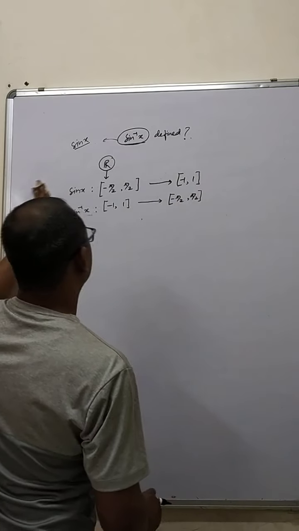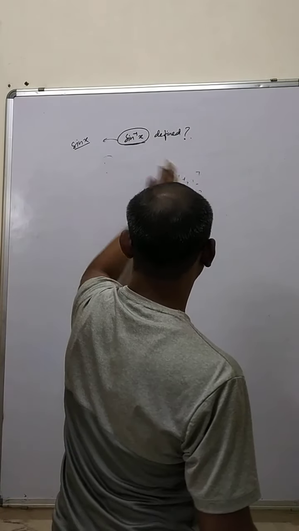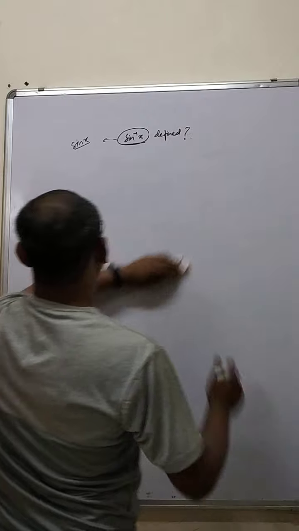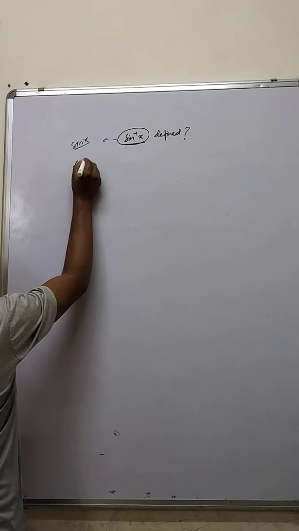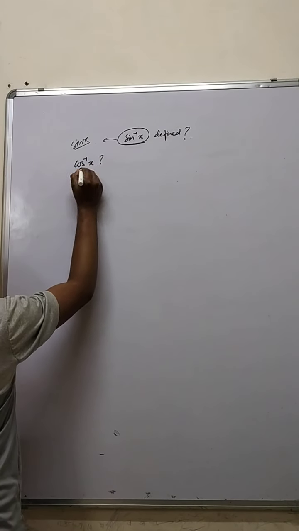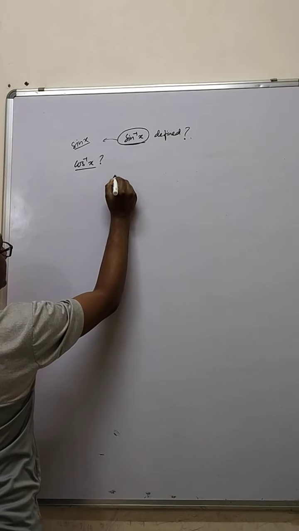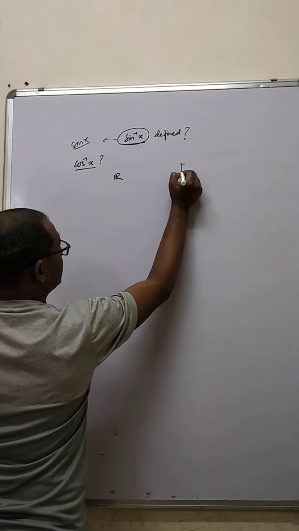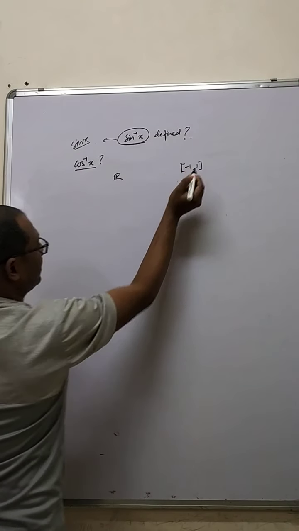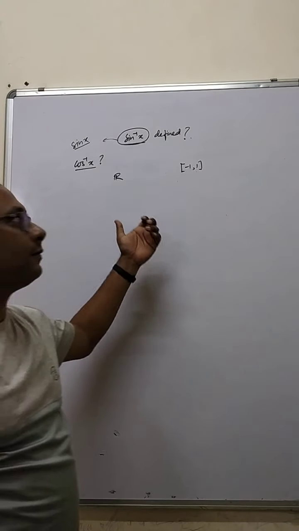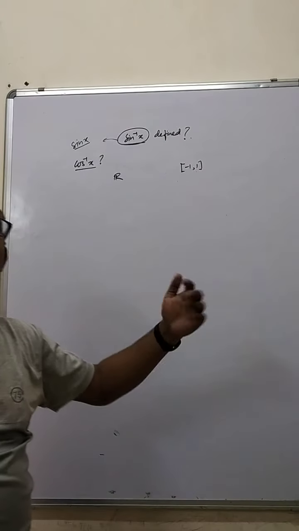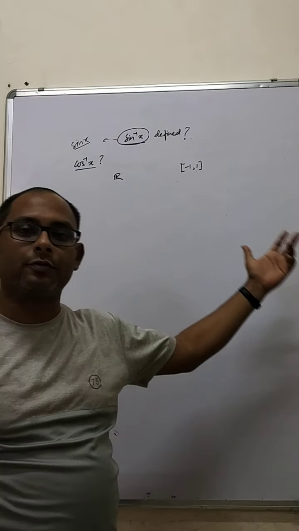The same thing holds for cos x. For cos inverse x also, the same thing will happen. How will cos inverse x be defined? Again, the domain of cos x is all real numbers. The range is minus 1 to 1. Again, there are infinitely many values of x for which cos x keeps giving us the same values, showing us that it is not 1-1.